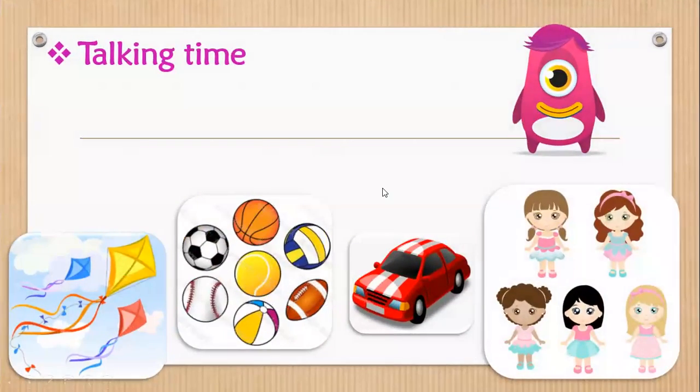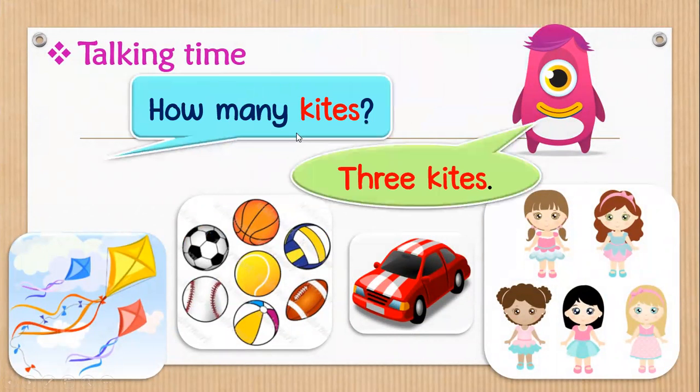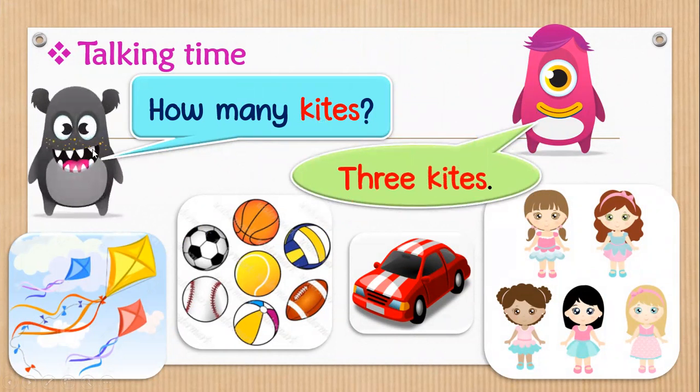Now, remember that there is a question here. Look here. Our friend is asking, how many kites? 3 kites. As you can see here, there are 1, 2, 3, 4 pictures. And you can ask and answer. You can ask your father, you can ask your mother. This file, you will find it on the platform, okay? In order to practice. Remember that the question is how many? And you will answer according to what you see in each picture.